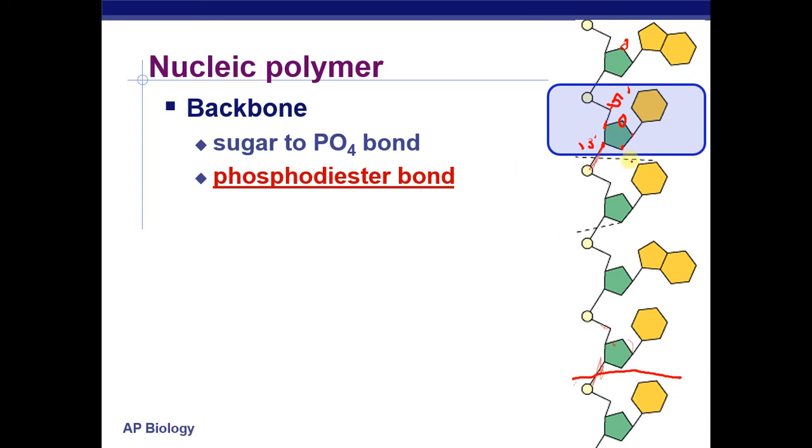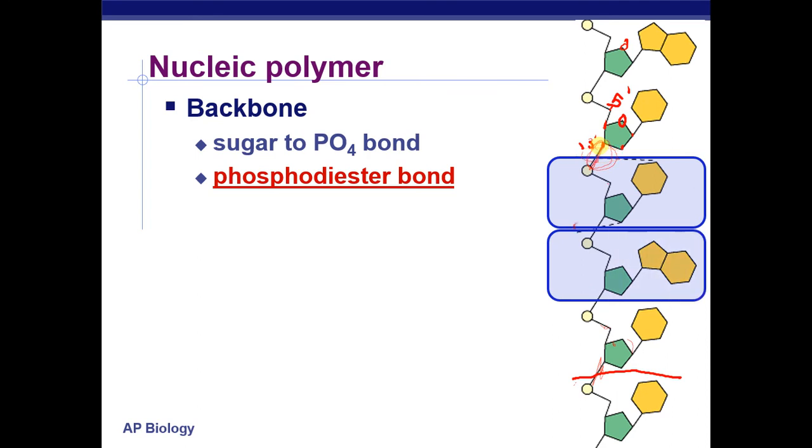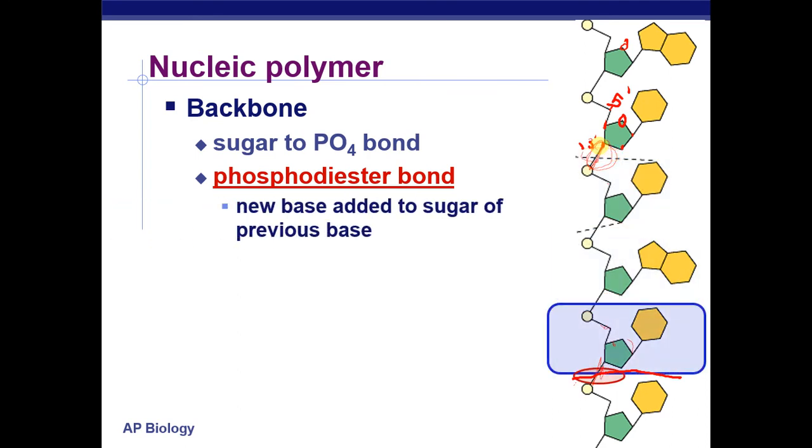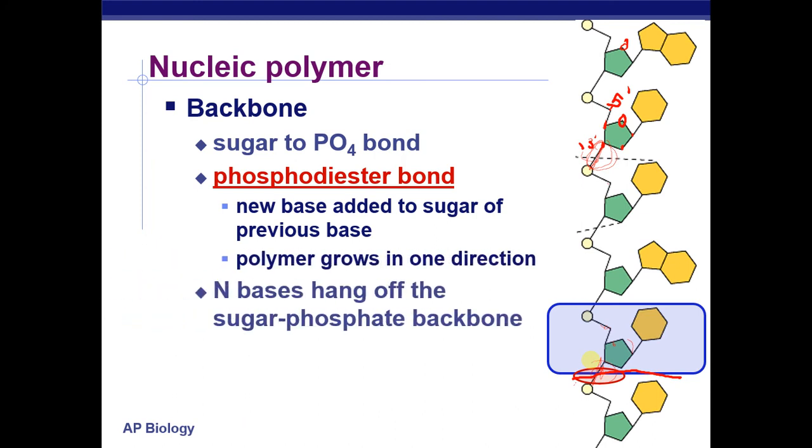So the sugar PO4 bond, so that one that I was just highlighting right here, is called a phosphodiester bond. That's the technical name for this right here, a phosphodiester bond. We've got 1 phosphodiester bond, 2 phosphodiester bonds, 3, 4, and that's where the new base is added to the sugar of the previous base. This is, like I said, the bond that's being formed in that polymerization reaction, so that our polymer, our nucleic acid, is only growing in this direction. It only goes in one direction. We add it going 3 prime, 5 prime, going in that direction.